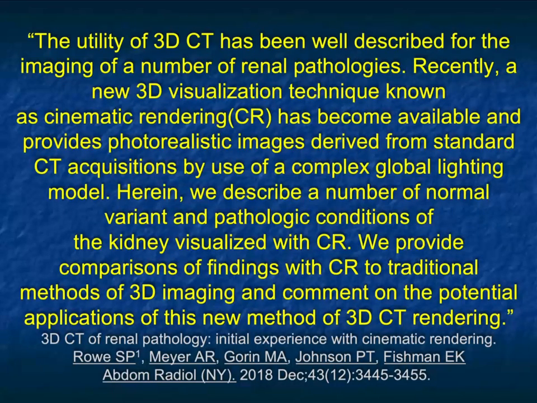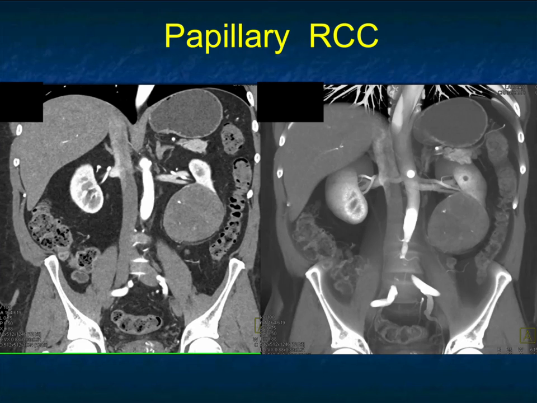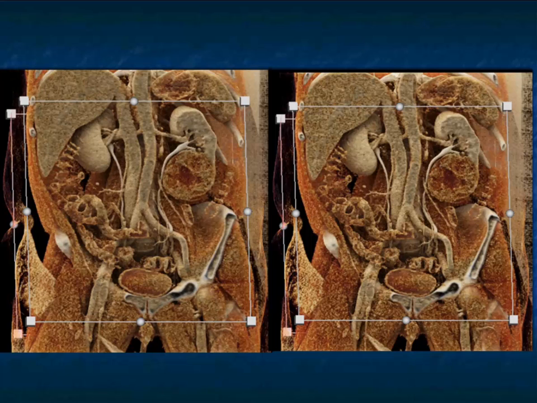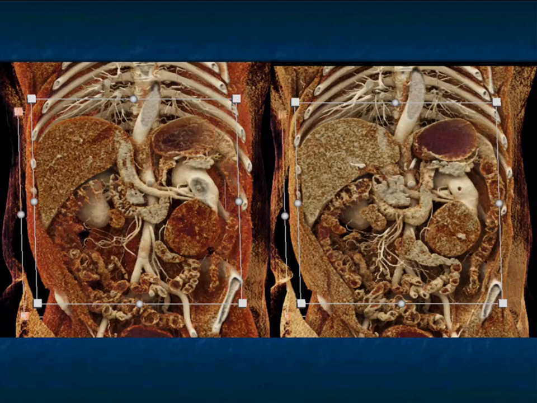Now, if we look at the kidney first, this was an article by Steve Rowe talking about cinematic rendering, the importance of cinematic rendering, again, for displaying the tumor. CT angiography is a critical part, obviously, of cinematic rendering. And so in this case, arterial phase, larger mass left kidney, but the mass is not very vascular. It's solid. You can see septations better on the cinematic rendering, but it's still a hypovascular mass, and this was a papillary renal cell carcinoma.